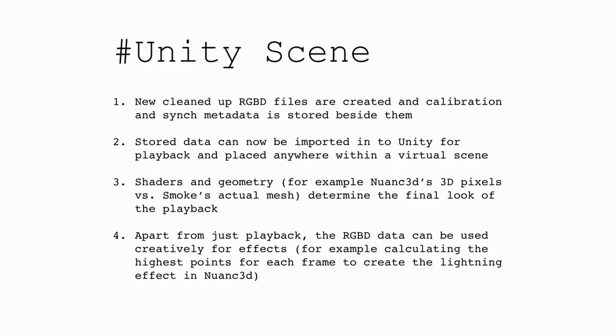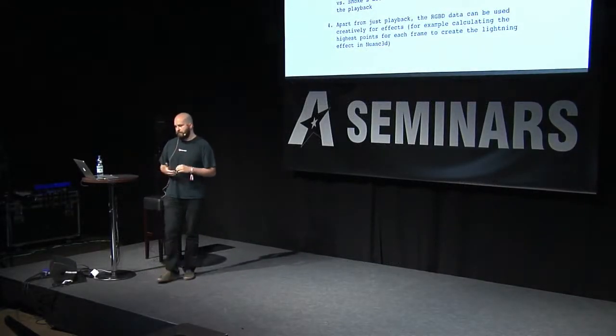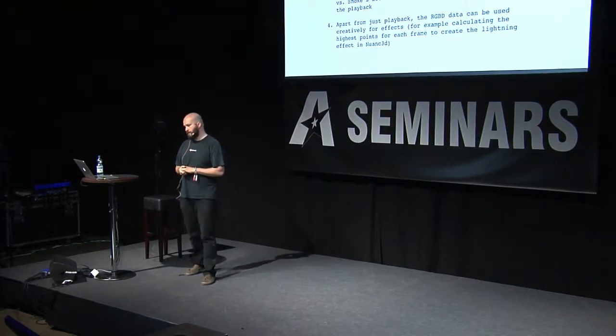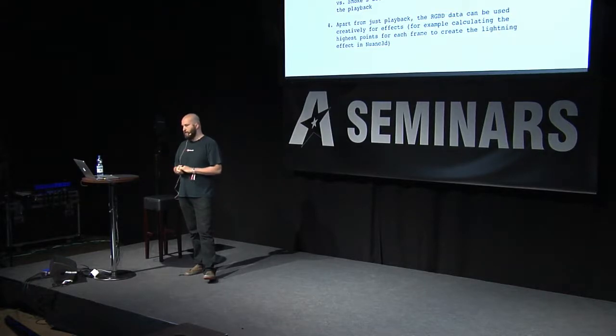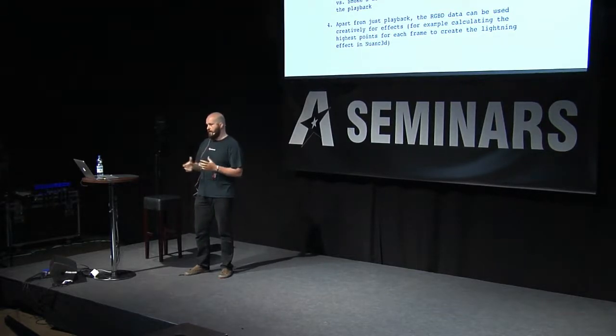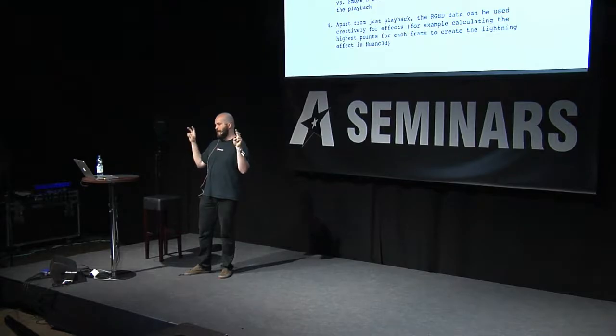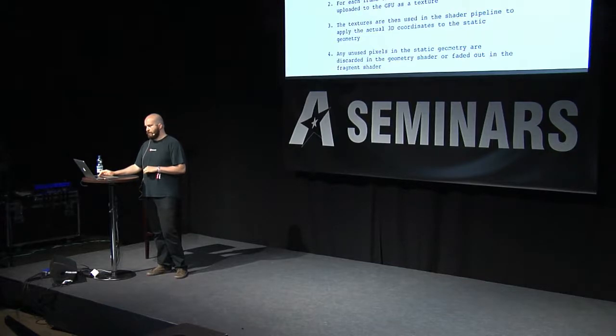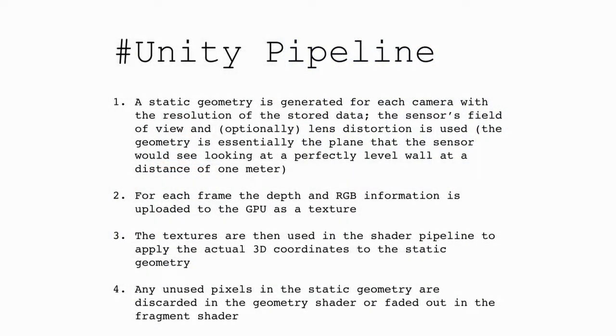Then we basically do shaders and geometry, and they determine the final look of playback. How does it look? And then we can also use this creatively, because you have all this depth data. For example, you saw the little clip with the acrobats moving around in the scene. The lightning that was coming out and that they were hanging on to, we calculated. We used the highest points of each frame, and then we produced lightning on those parts of the image. So you can do tricks if you want to do some creative work using this unique data. The Unity pipeline is in more detail like this.